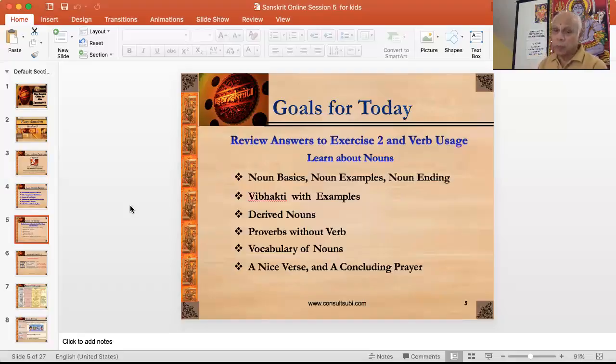And today, we are going to learn about nouns. We're going to learn the basics of nouns, and I'm going to give you some examples and how the noun ends, and I'm going to give you something called vibhakti. You will know what it is, which examples, and more about derived nouns. And there are some proverbs without verb, which is very good in Sanskrit, amazing. And I'm going to teach you more vocabulary of nouns, so you know many, many new words in Sanskrit. And we are going to have a nice verse with a concluding prayer.